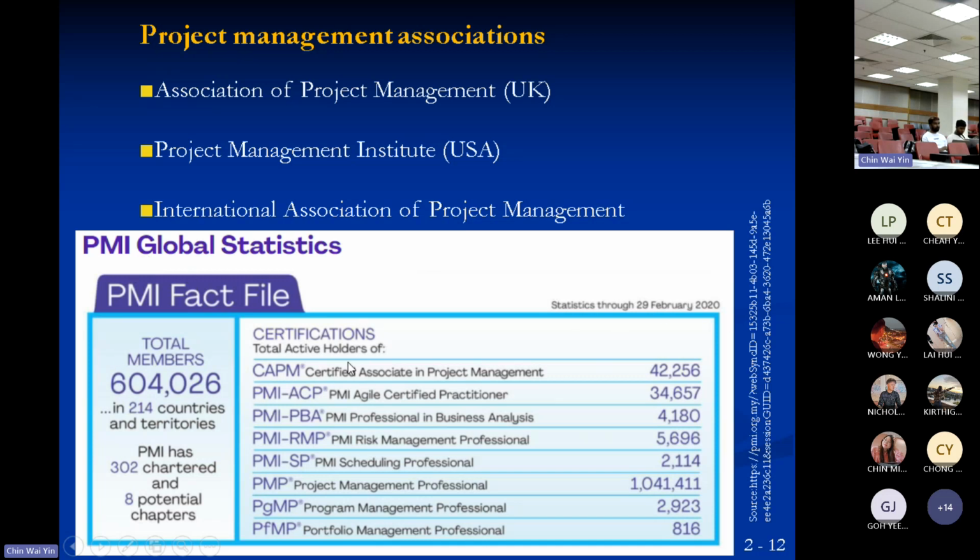This one is taken from the global statistics. As of 2020, they have a total of 600,000 registered members from 214 countries all over the world, and 302 charters, that means offices. One in Malaysia, and 8 potential chapters, that means new chapters. There are different types of certifications that they have. Just like in accounting, you all have different types of certifications, qualifications as well.